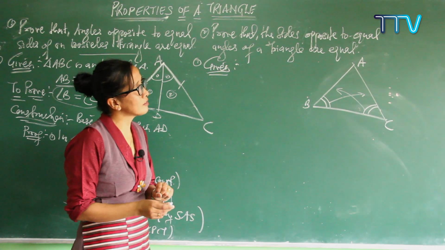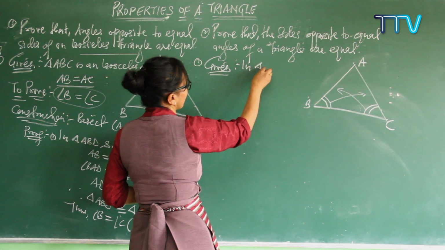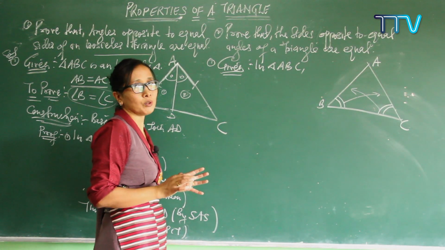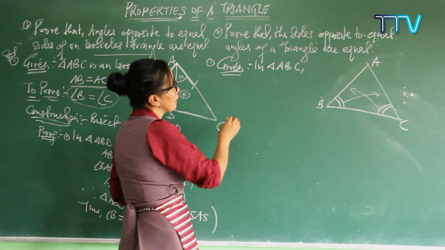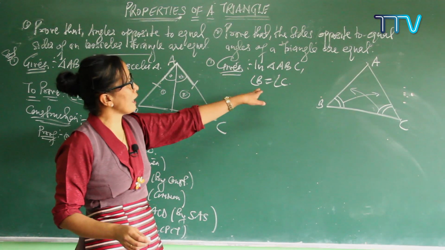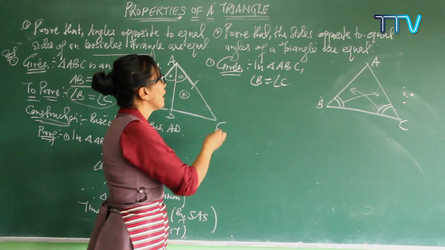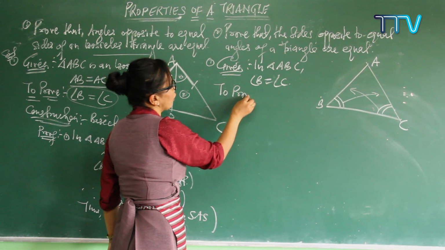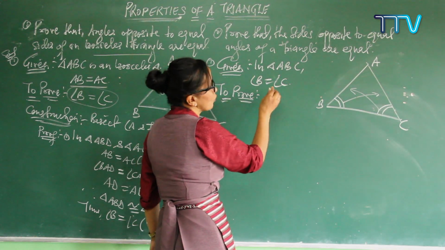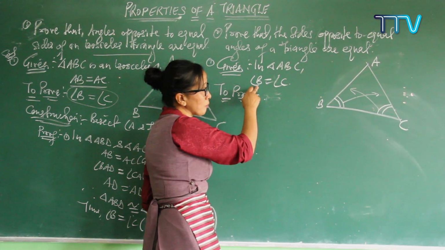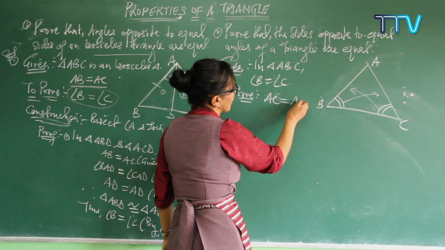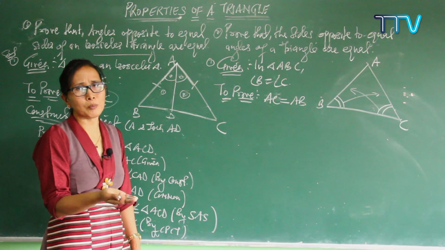Here again, in a triangle. What is the name of this triangle? ABC. And what is given in this triangle? Angle B is equal to angle C. This is given. In triangle ABC, angle B is equal to angle C. And now, what do you have to prove here? To prove: if two angles are equal, what is the side opposite angle B? AC, yes. AC is also equal to AB. So you are going to prove this too: AC is equal to AB.